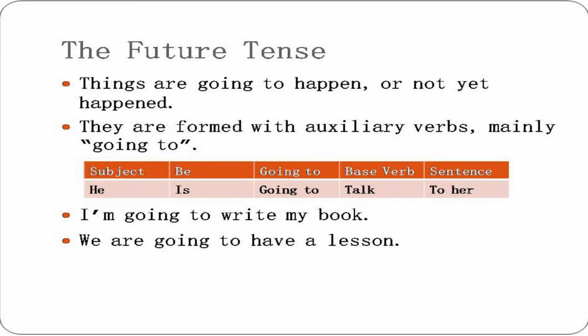So we use this "going to" to make a fundamental future tense sentence and share our thoughts about the future, followed by a verb. So he is going to something else. He is going to talk to you. You are going to listen to me.